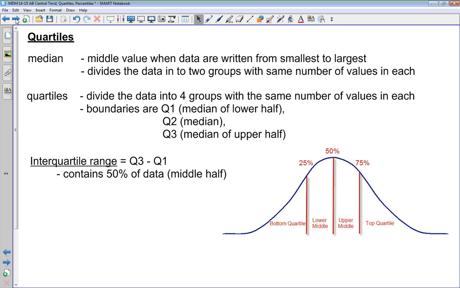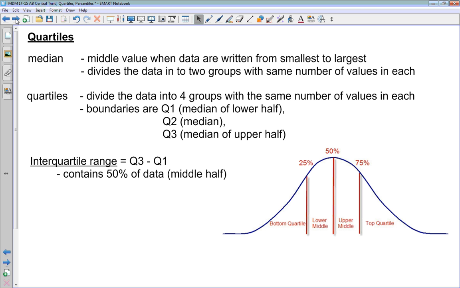So last lesson we talked about the median, and we said that the median was the middle value when the data are written from smallest to largest, or that it divides the data into two groups with the same number of values in each one. Quartiles do something very, very similar, except they divide the data into 4 equally sized groups, again with the same number of values in each one.